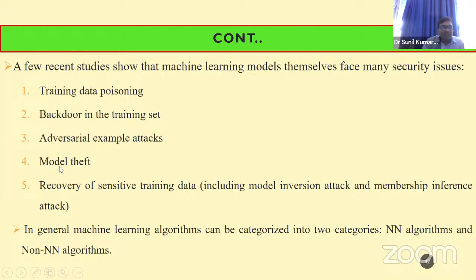But before discussing these factors, let's think about the nature of the model. In general, machine learning models can be categorized into two categories: NN algorithms and non-NN algorithms. NN algorithms are those based on neural networks, and non-NN are classical machine learning models like SVM, decision tree, naive Bayes, many classifiers. So those are non-NN, and NN models are basically deep learning models.